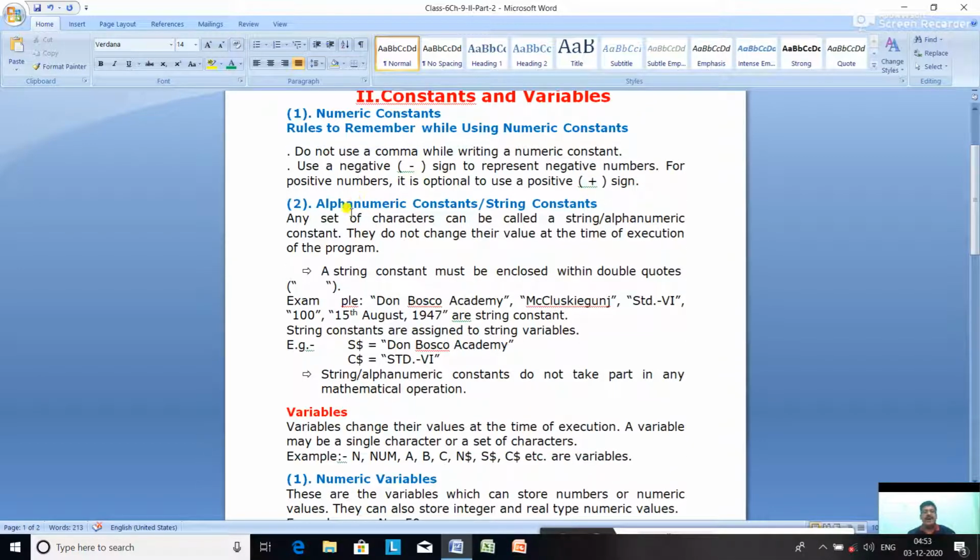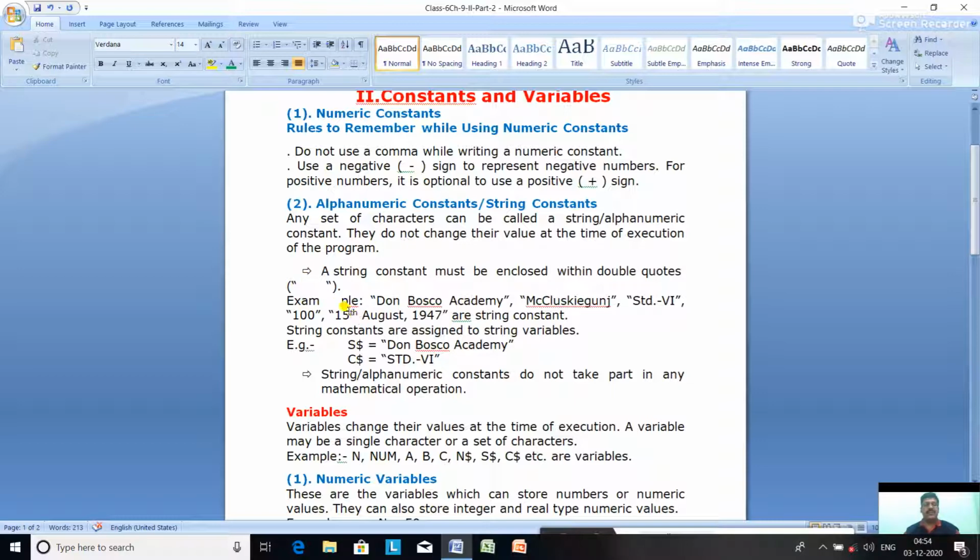Now, the second type of constants is alphanumeric constants or string constants. Anything which is enclosed within double quotation signs is an alphanumeric constant. Any set of characters can be called a string or alphanumeric constant, and they do not change their value at the time of execution of the program. A string constant must be enclosed within double quotes, and in between you write any alphanumeric constant.